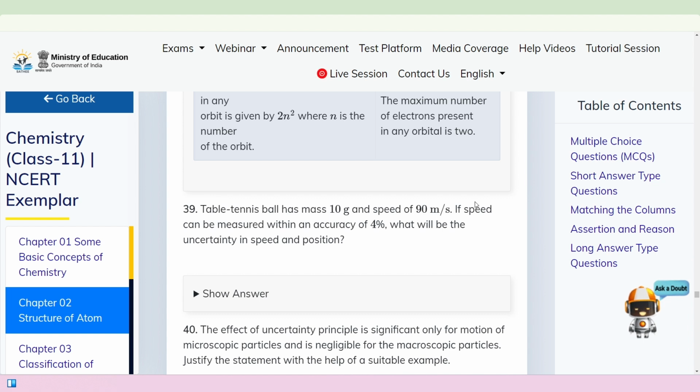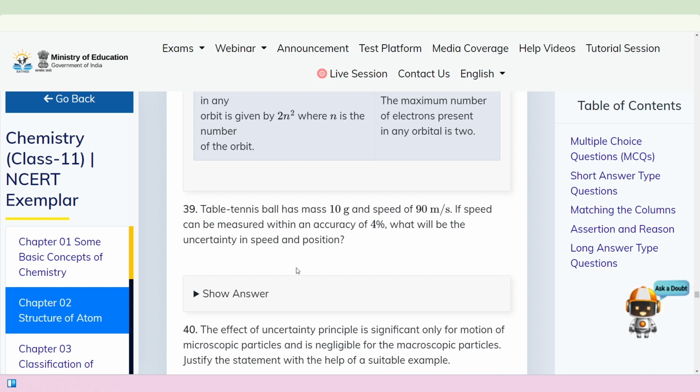A table tennis ball has a mass of 10 and a speed of 90 meters per second. If the speed can be measured with an accuracy of 4%, what will be the uncertainty? 4 by 100 is the speed accuracy, that is 0.04. We know that delta x into delta p is greater than or equal to h by 4 pi. So we will take the equal case.